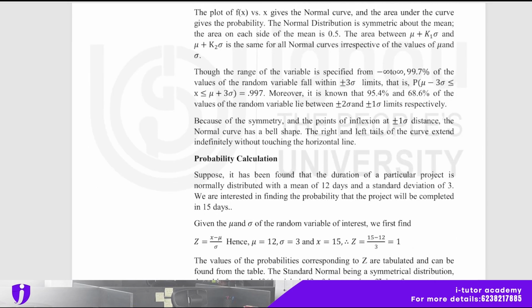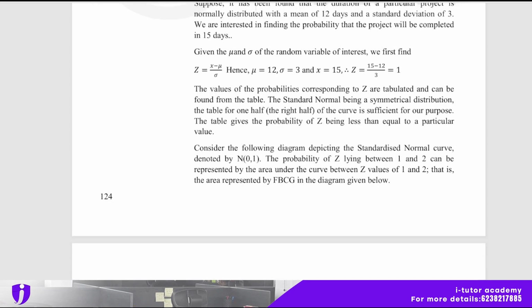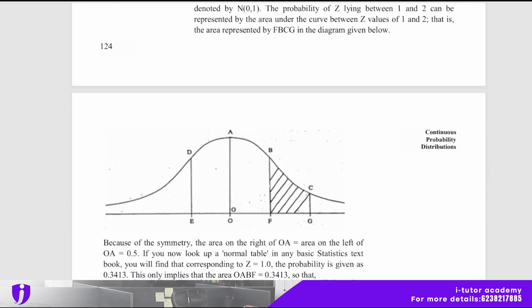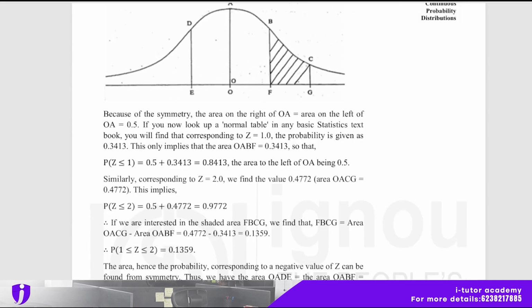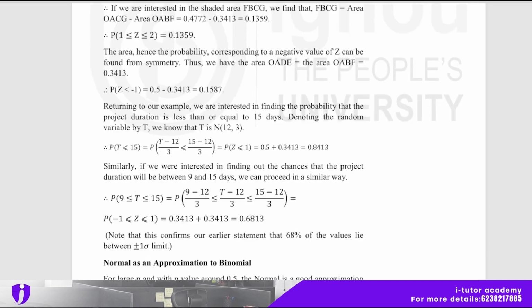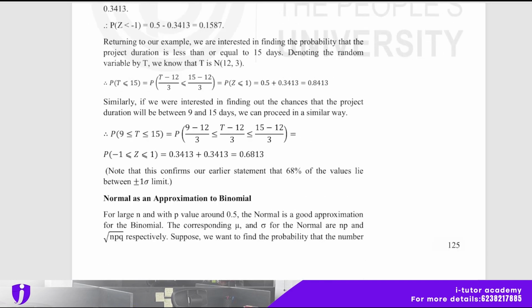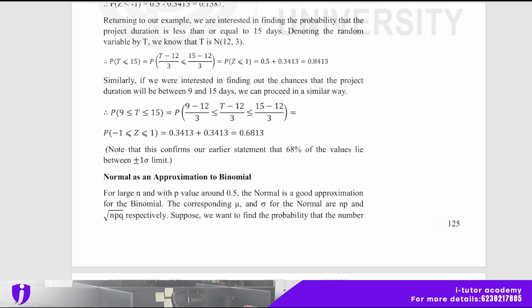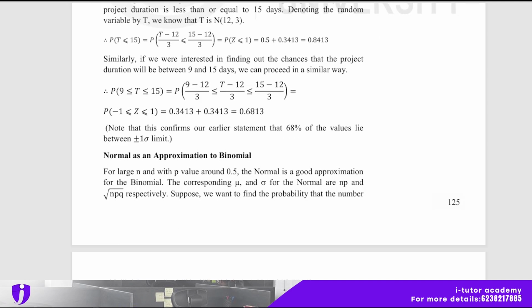Suppose it has been found that the duration of a particular project is normally distributed with a mean of 12 days and a standard deviation of 3. And this is that. And for symmetry, here is one chart also based on that, and equations are here. Normal as an approximation of binomial: for large n and with p value around 0.5, the normal is a good approximation for the binomial.